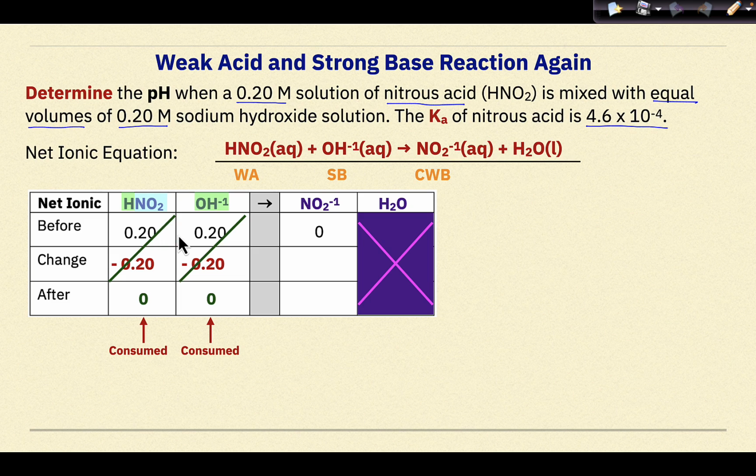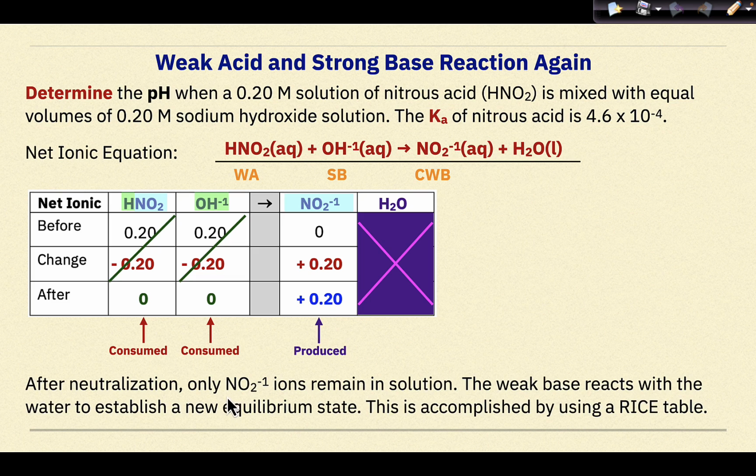As seen in the previous example, for every one hydrogen ion ionized from the HNO2, one NO2-1 ion is formed as a product. This is why the value in the change section of the BCA table for HNO2 removed is equal to the NO2-1 formed. The amount remaining after neutralization only involves the weak base, NO2-1, with a molarity of 0.20. So after neutralization, only NO2-1 ions remain in solution.